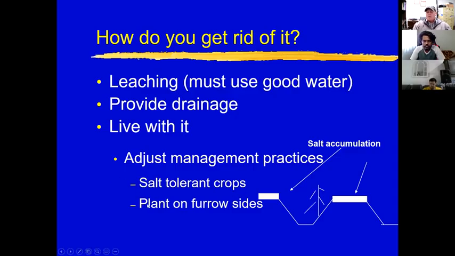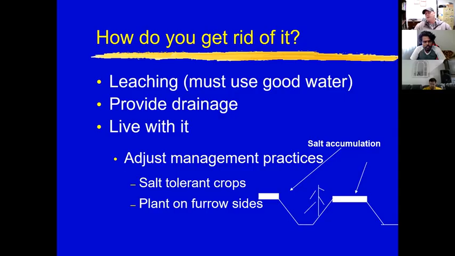But what they'll do down in California is plant on the side of the furrow. So let's say that you're irrigating with furrows. Here's your furrow right here. They'll plant their plant right here rather than on the top of the ridge, which is what most everyone else does. And those salts are going to move to the highest point with the water before it evaporates off. So this area right here will actually be less saline than the area up here where they'd normally plant. That's one of the management practices used to deal with salts.